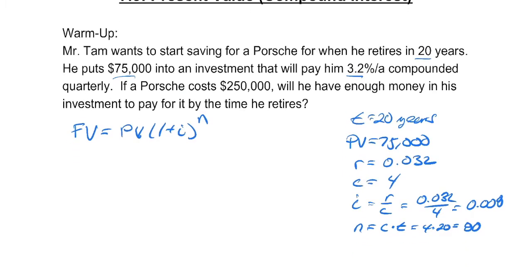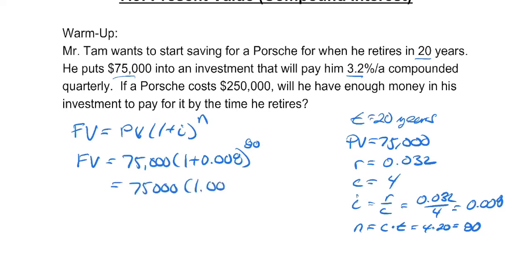So let's go off and calculate this. Future value is 75,000 times 1 plus 0.008, all to the power of 80. So the same thing as 75,000 times 1.008 to the power of 80. And we don't want to take any intermediate steps in this. We want an exact answer because we're dealing with money.